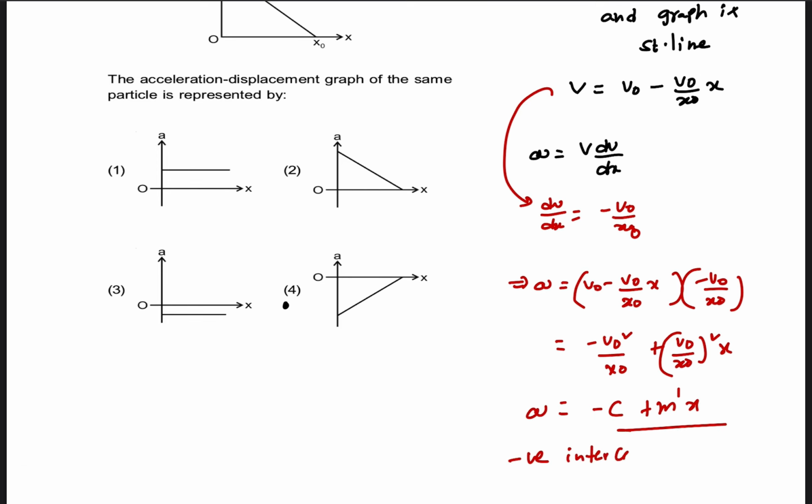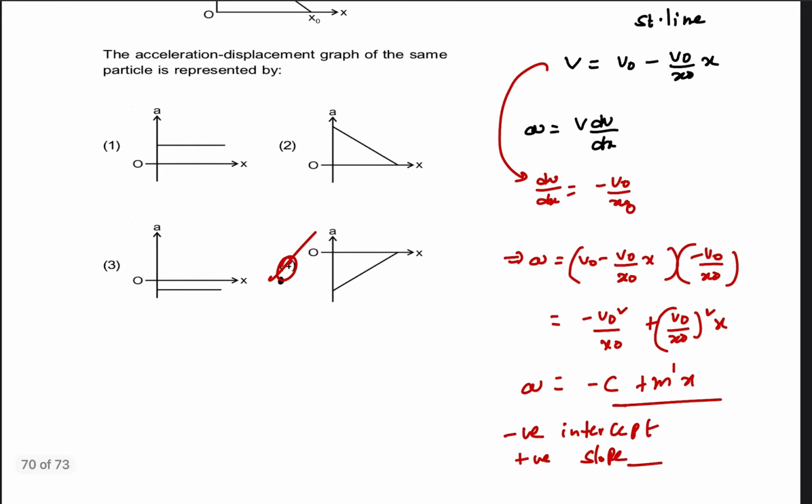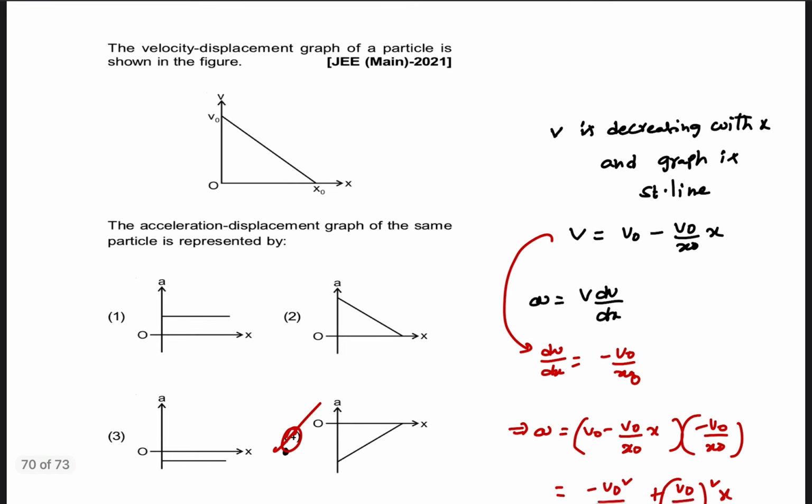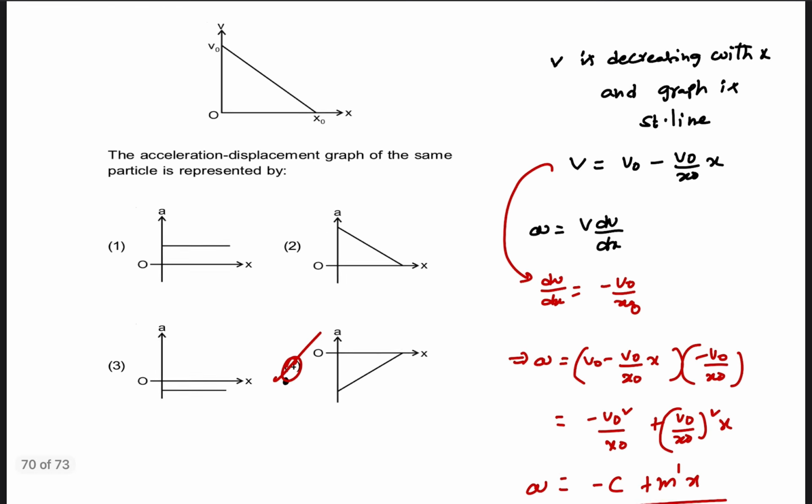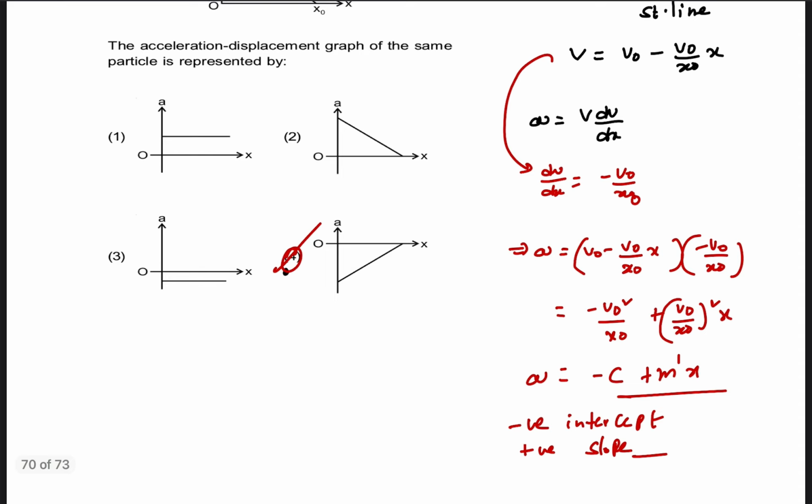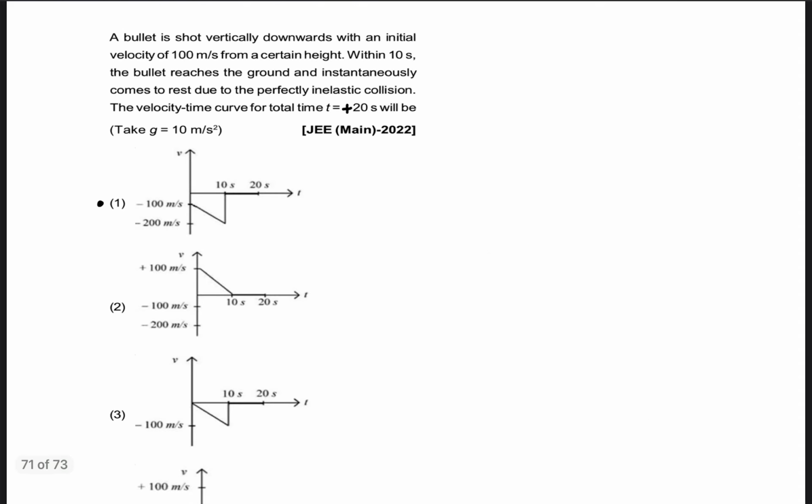We can see that it is of the form minus c plus m dash into x, where m dash is the slope. We can see a negative intercept and a positive slope. The a versus x graph is like this. Where a negative intercept is there, only the fourth graph is possible. This is a most repeated question. JEE Mains, JEE Advanced and other engineering exams have also asked it.